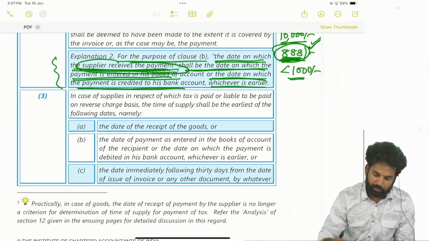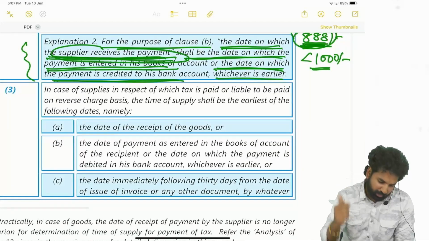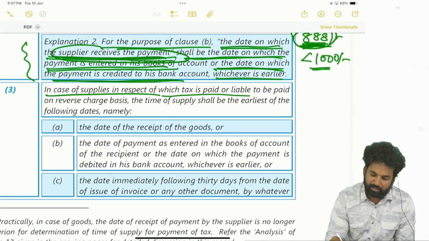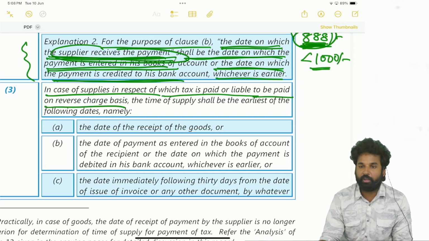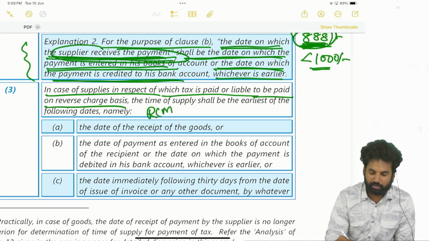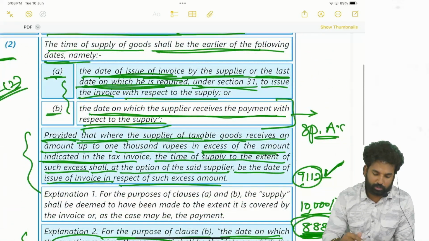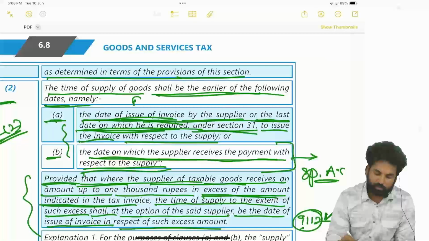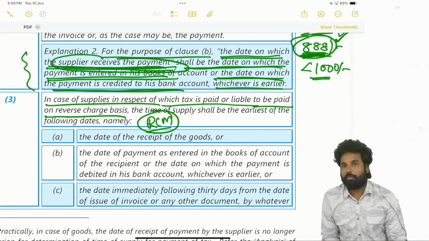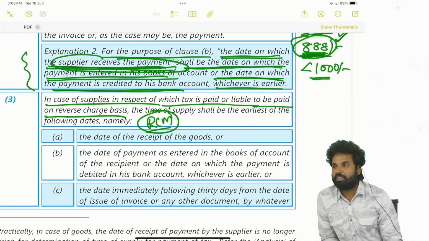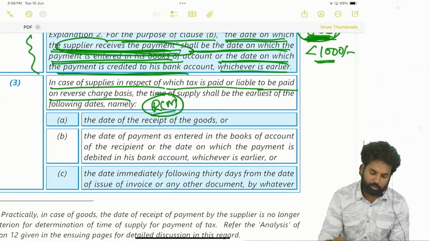Next, in case of supplies in respect of which tax is paid or liable to be paid on reverse charge basis, that is, under RCM cases. In section 12 subsection 2, it is the forward charge mechanism. In section 12 subsection 3, it is the reverse charge mechanism. So, time of supply of goods in case of reverse charge mechanism.